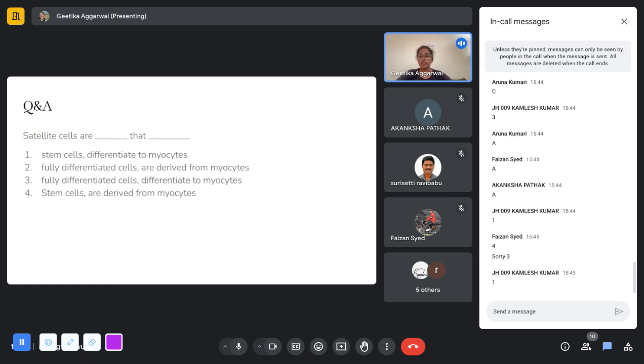Okay, Faizan says it's three. They are fully differentiated and they differentiate to myocytes. Okay. Kamlesh says it's number one. Anyone else would like to take a guess on this question? It's actually an important question. Satellite cells are what type of cells and what do they do?